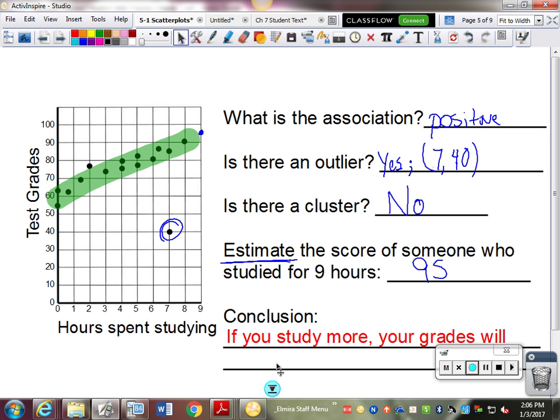Conclusion. If you study more, your grades will be higher. So the conclusion, we're using the vast majority of the words in the title. And then we're just talking about, well, if you study more, will your grades be higher, will your grades be lower? Okay.